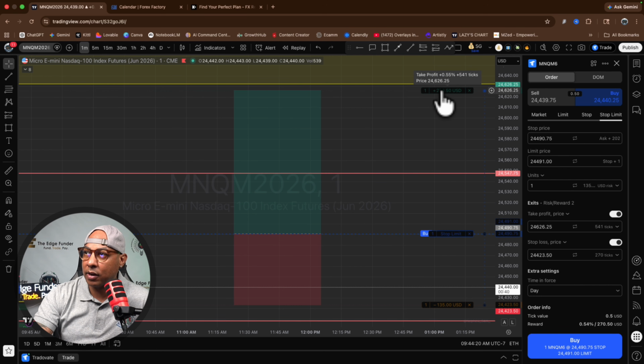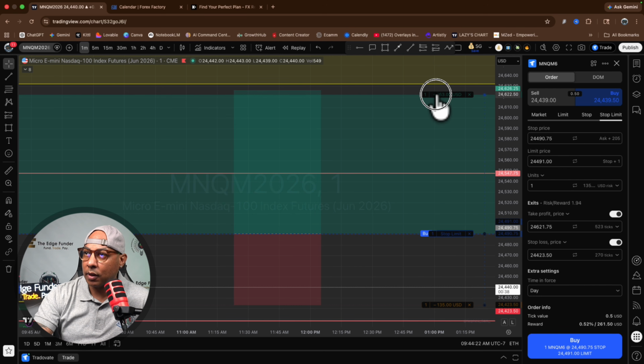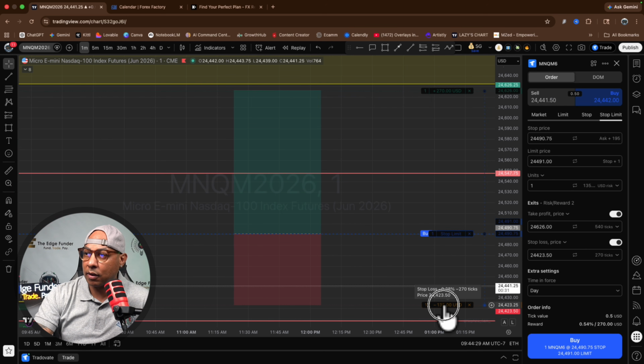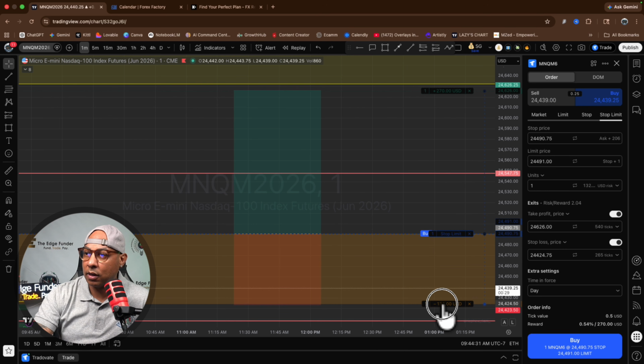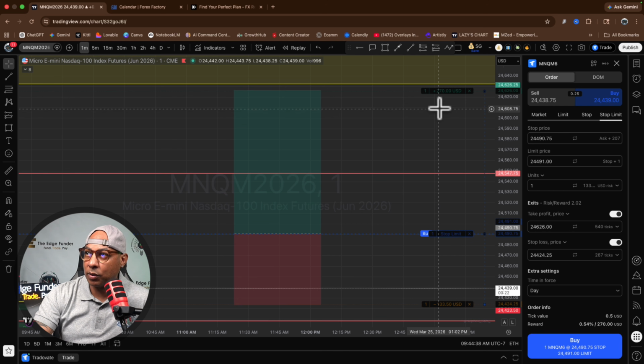As you can see, when I click on it, you see what it does? It shows the entire profit area of green. You see that? Same thing here. Click on this, and I get to moving it. It shows the entire risk area, right? So it's cool.